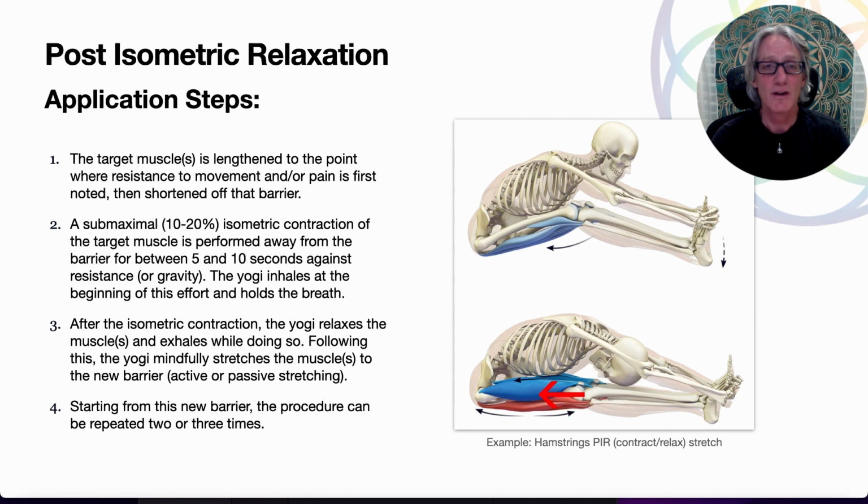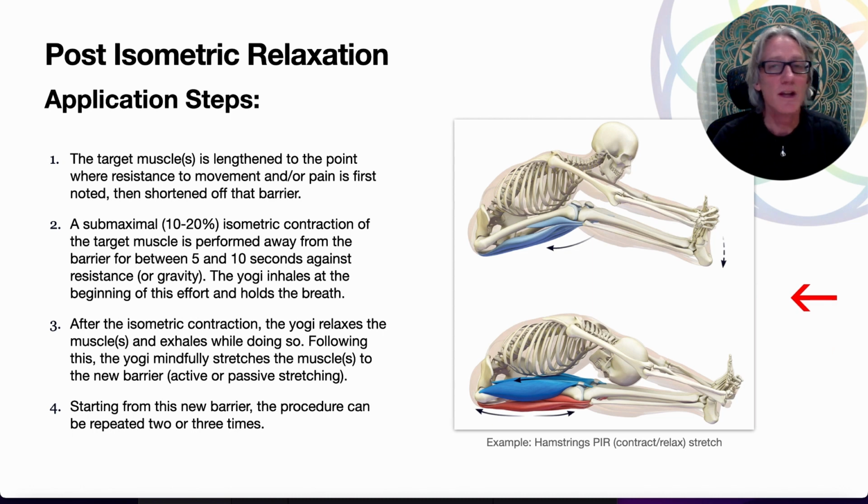Now the hamstring is being taken into a stretch position. And you can usually get 20 to 30% more stretch than you normally could by using this PIR neuromuscular hack. And you can even repeat this process a couple times. So let's see that in action.